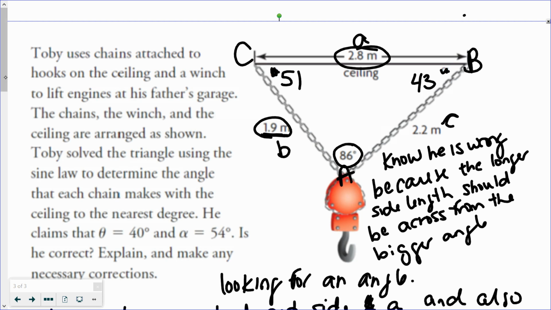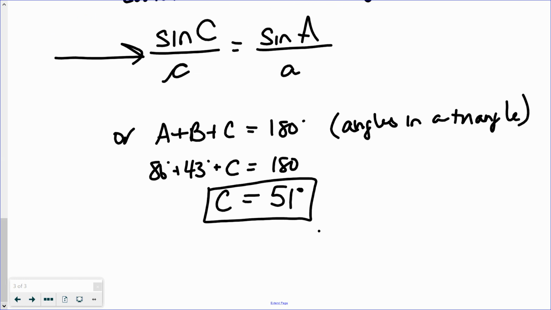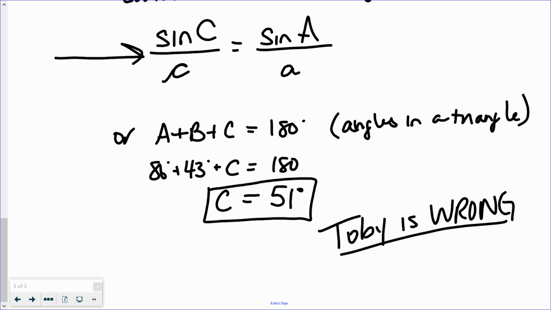All right, so it's a word question. You might write, Toby is wrong. I was trying to think of whether I should write ridiculous or something. Toby is wrong. So theta, which we labeled as C, is equal to 51 degrees, and alpha, which we had labeled as B, was equal to 43 degrees.